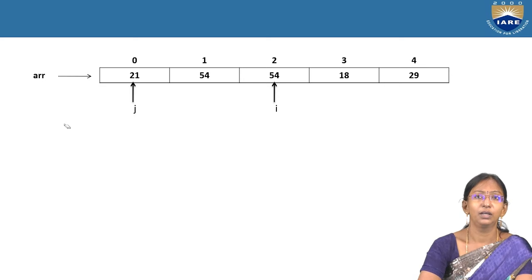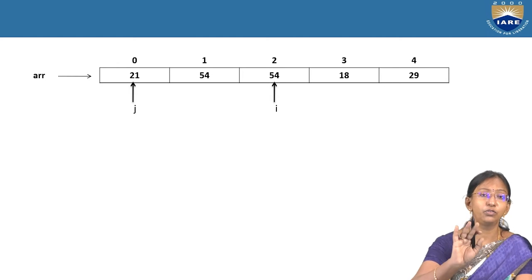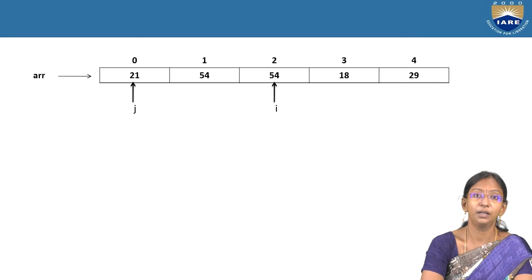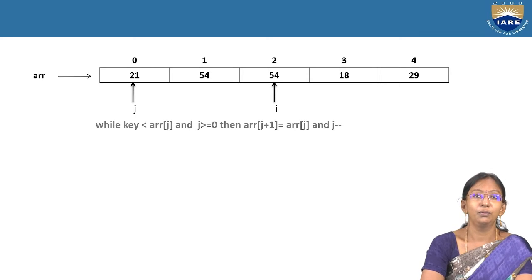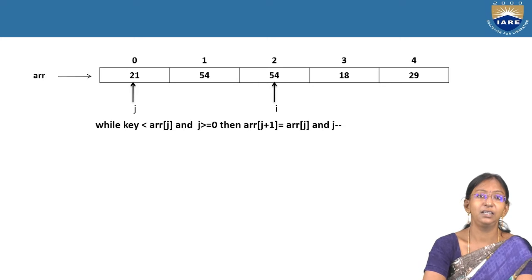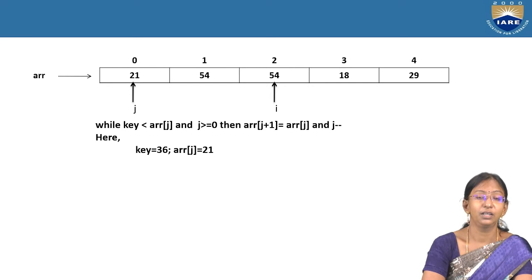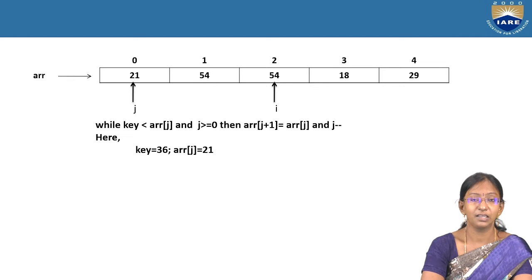Guys, please do not worry. We didn't lose 36. It is still stored in the variable key. Remember that. So, again, check the condition: while key is less than the element pointed by J, and J is greater than or equal to 0. Let's check both. Here key value is 36. We didn't overwrite it or change it. So the element pointed by J is 21. Is 36 less than 21?